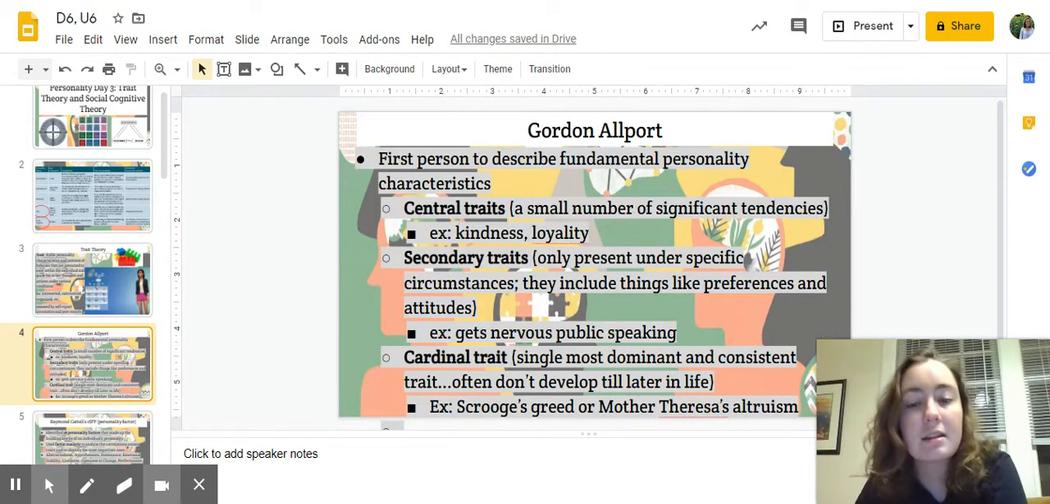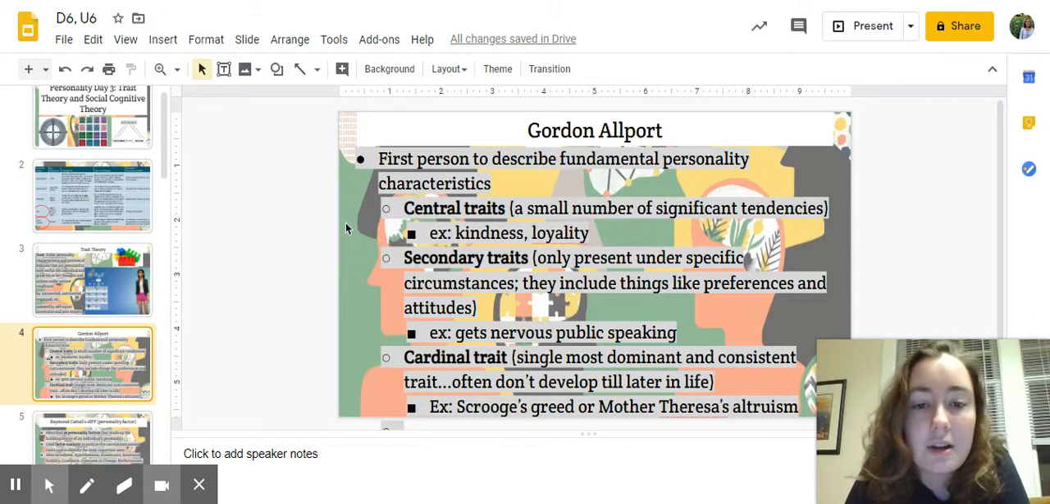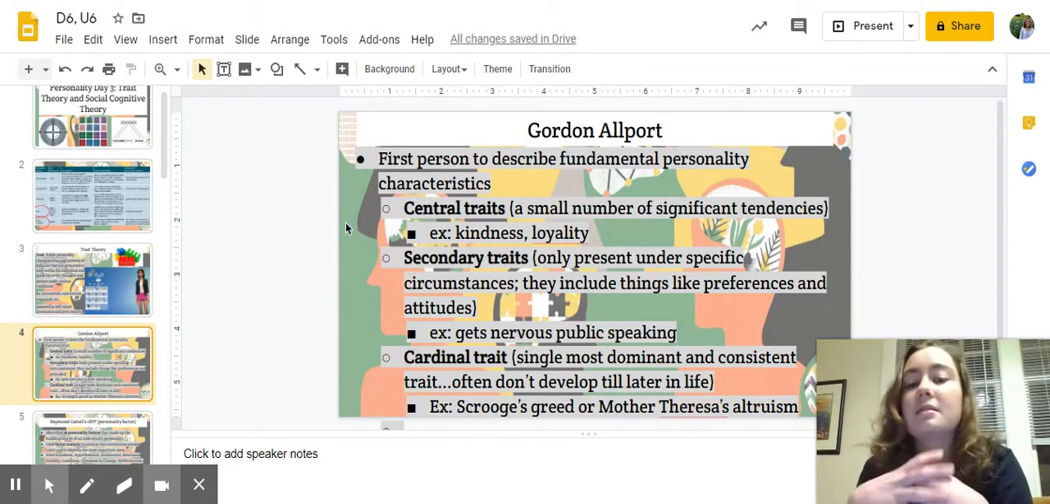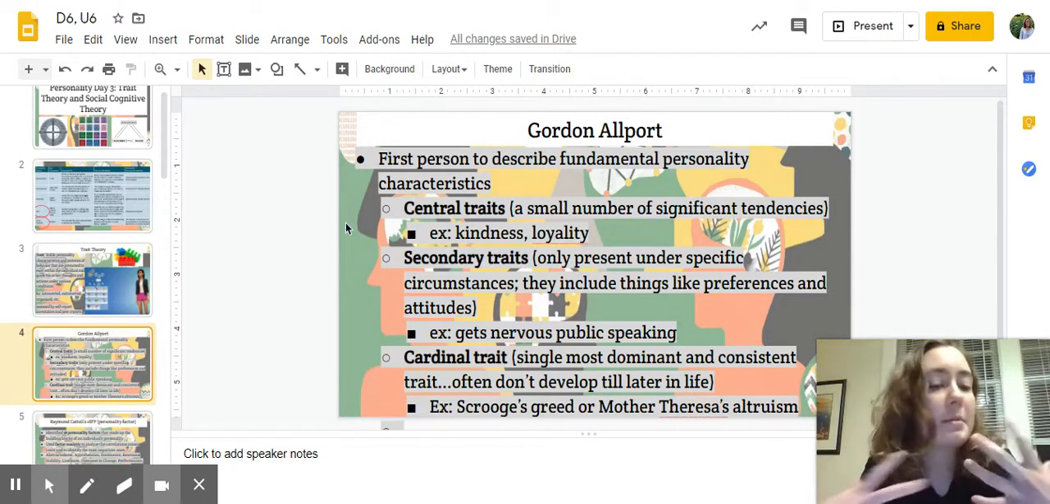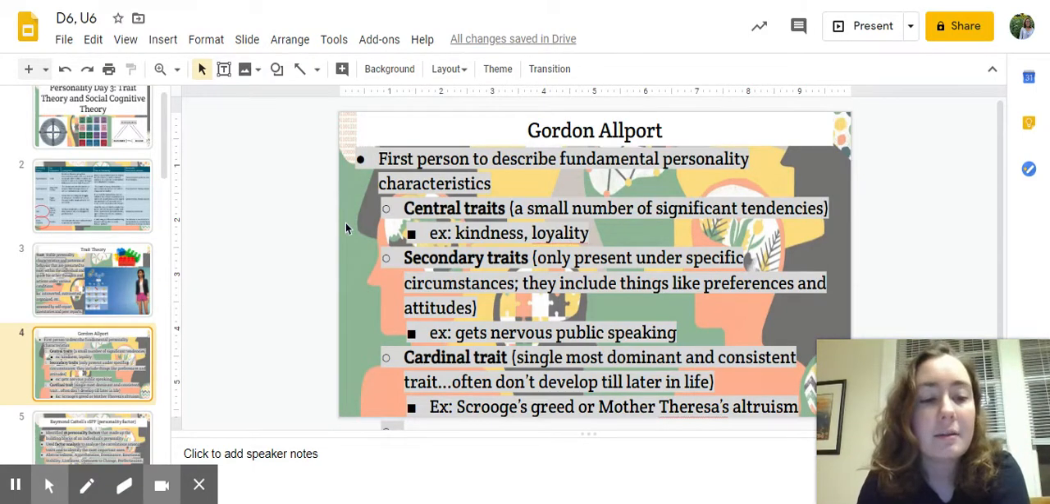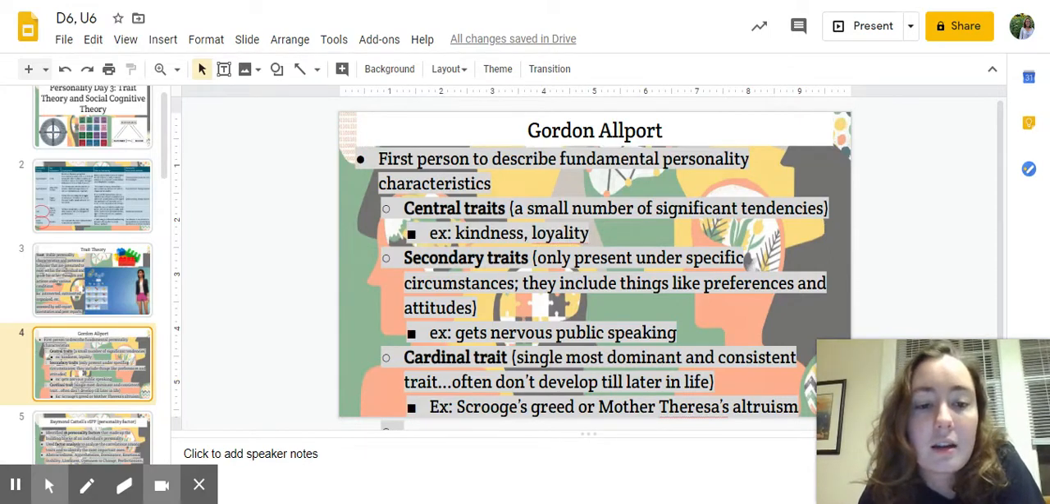So the first ones that kind of form the core of our personality are called central traits. So these are a small number of significant tendencies that you have. So these are kind of things that form the basis of our personality, like being kind, loyal, good-natured, good-hearted. So these are kind of general things that are forming the core of your personality.